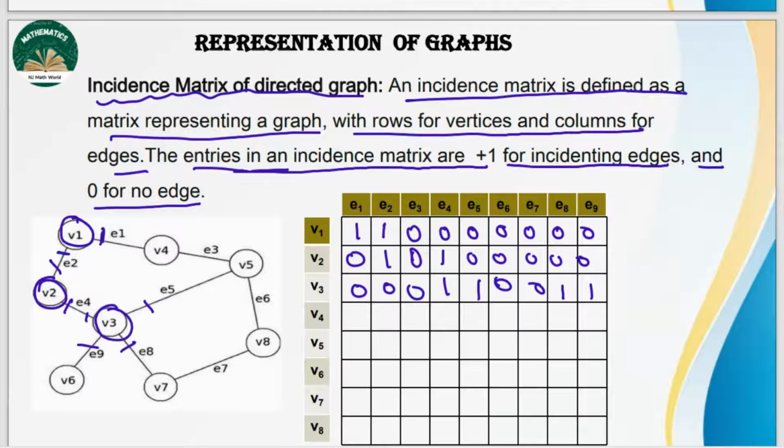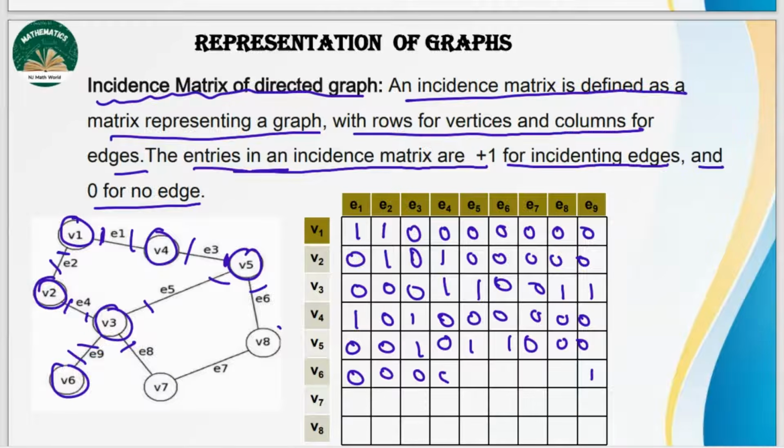Then if you go for v4, we have e1 and e3 incident. Only 2 lines. So the remaining is 0. Then for the next one, v5, we have e3, e5, e6. The remaining will be 0. Then next one, for v6 there is only one, that is e9. E9 is 1. The remaining all are 0. Then for v7 it is e7 and e8. The remaining will be 0.